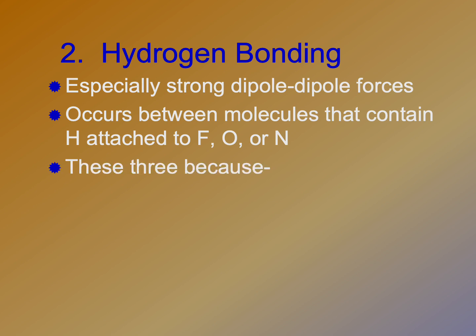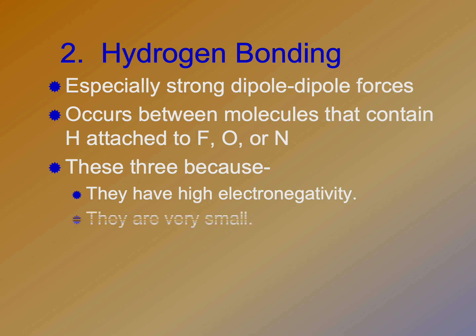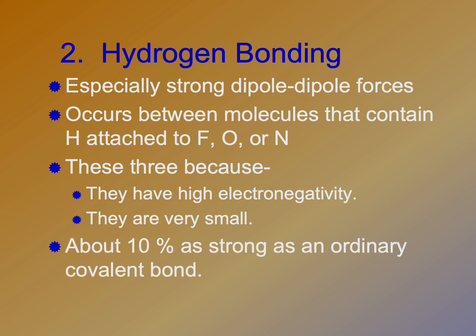It's only these three elements because they have very high electronegativities. So there tends to be a very large difference in electronegativities between hydrogen and these three. We also tend to have hydrogen bonding because these particles are very small, so the molecules can be closer together, resulting in a larger attraction. These, yet again, are still weaker than actual bonds. These are about 10% as strong as an actual covalent bond.